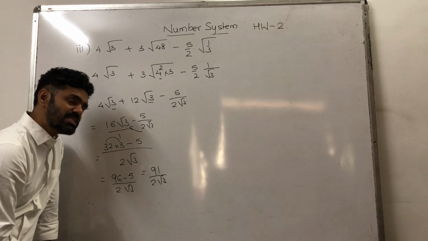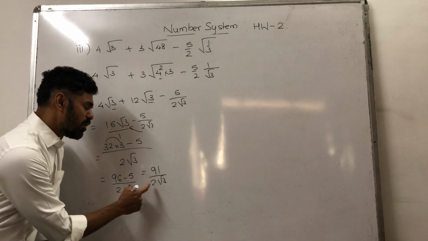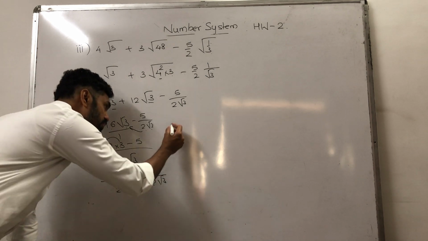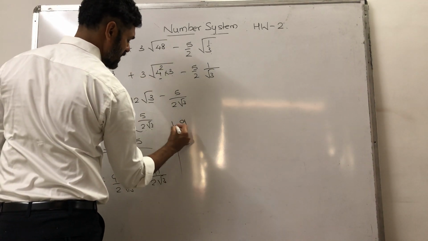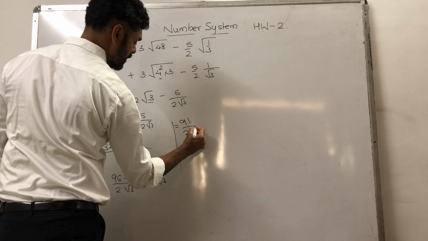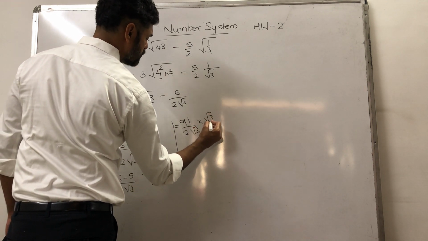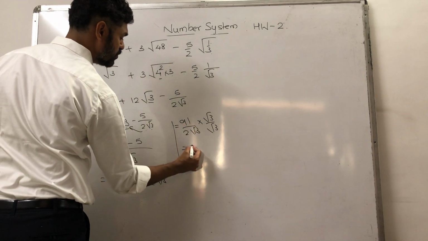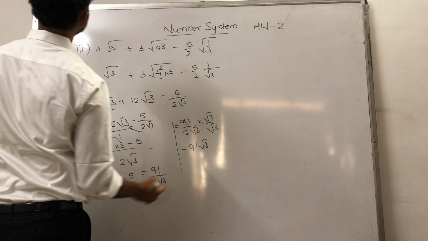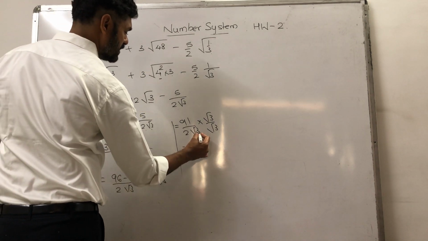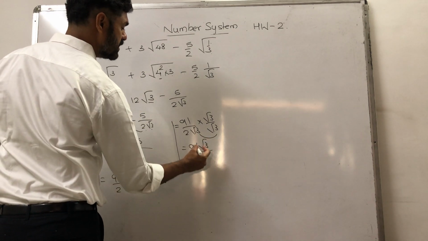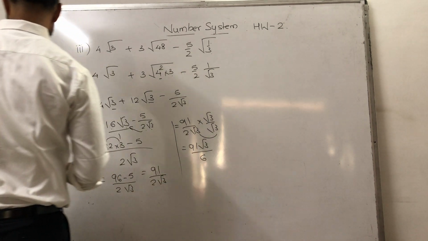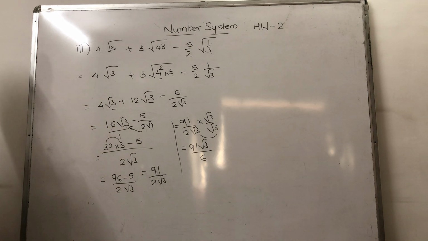Now 2 root 3 is irrational. What is the smallest rationalizing factor of 2 root 3? It will be root 3. So what will you multiply to rationalize? You will multiply numerator and denominator by root 3. Yes, we all are familiar with rationalizing the denominator. 91 into root 3 is 91 root 3. In the denominator, what is root 3 into root 3? 3, and 3 into 2 is 6. So this is your answer.